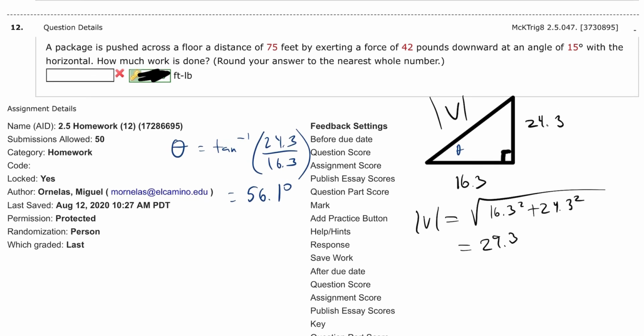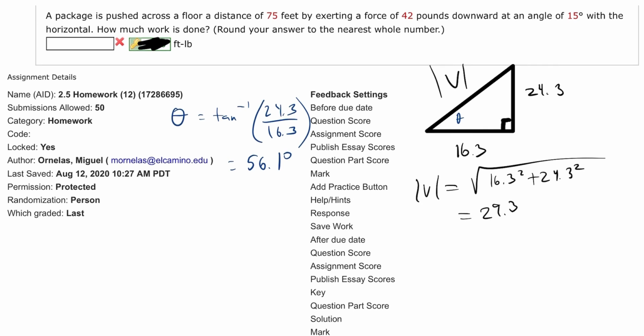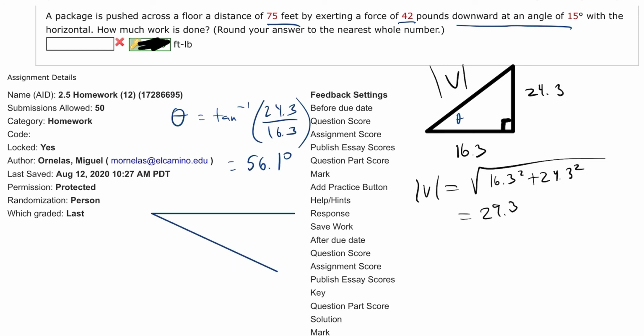All right, for the final problem, they're asking us: a package is pushed across the floor for a distance of 75 feet, and the force is 42 pounds downward at an angle of 15 degrees. So here's your horizontal line, and the force is exerted in this direction at 42 pounds, and the angle is 15 degrees. How much work is being done?